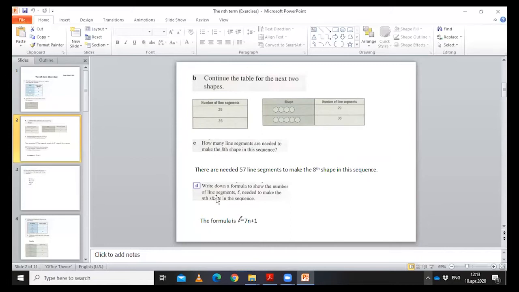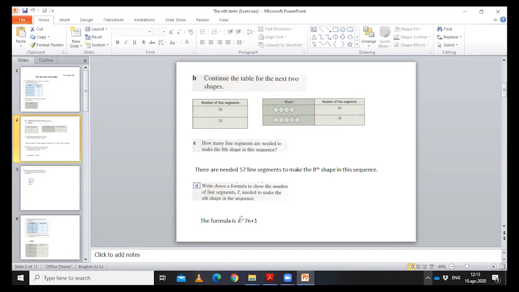The requirement D: write down a formula to show the number of line segments L needed to make the nth shape in the sequence. In order to find a formula, we start thinking of the first position, which corresponds to 8 line segments. And logically, we will try to relate this 8 to the number 7, or 8 is 1 more than 7. That's why if we use the formula 7n plus 1, we see that this formula works.